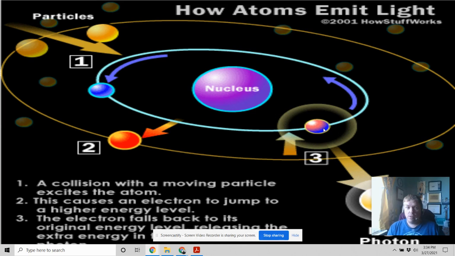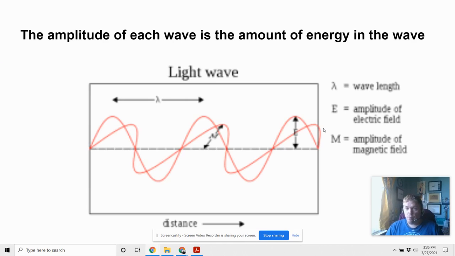As I showed you before, we have light acting as a particle, but light can also act as a wave and does act as a wave. And the amplitude, the height of the wave, is how much energy it has. So the higher the amplitude, the higher the energy, just like in mechanical waves. And as we see here, we have the electric field and the magnetic field vibrating at 90 degrees from each other, and the wavelength is going across your screen. Okay, so the amplitude is the amount of energy. The wavelength is going to be affected by how fast the electrons vibrate. The faster the electrons vibrate, the shorter the wavelength, the higher the frequency.